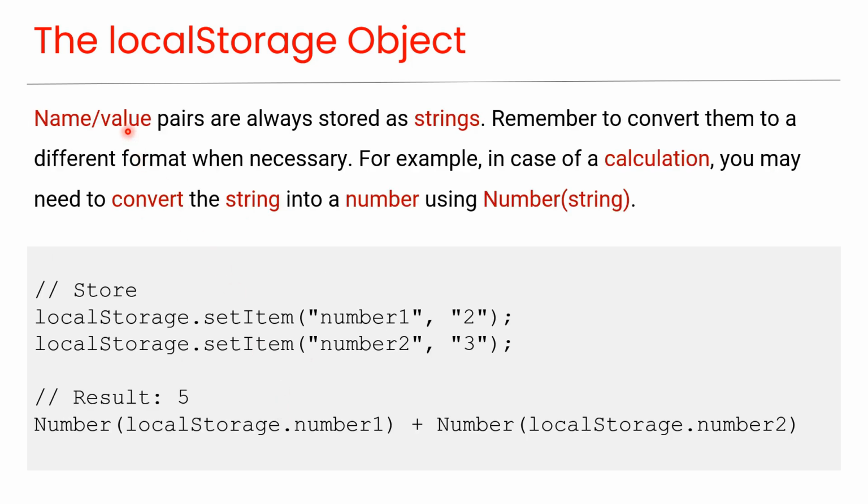Name, value pairs are always stored as strings. Remember to convert them to a different format when necessary. For example, in case of a calculation, you may need to convert the string into a number using Number(string). As you can see here, we are storing two numbers in local storage, but these numbers are stored as strings. Now, if we want to use them in a calculation, we need to convert them into numbers first, as you can see here. The result of this calculation will be 5.